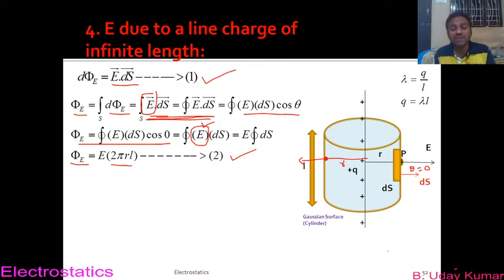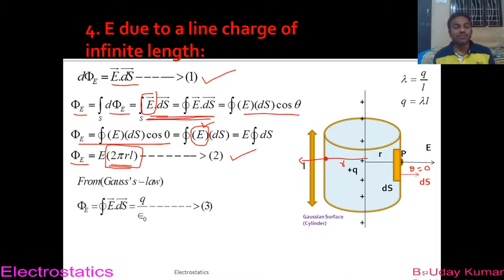That means only the flux will be coming out of this cylinder from the side, that means from the curved surface of the cylinder, and hence here I am substituting in place of integral ds as 2 pi r L only. This is the curved surface area of the cylinder, not the total surface area, because the flux will be coming out of the cylinder only from the curved surface, not from the upper and lower surfaces of the cylinder. Okay, so that's it. This is equation number 2.